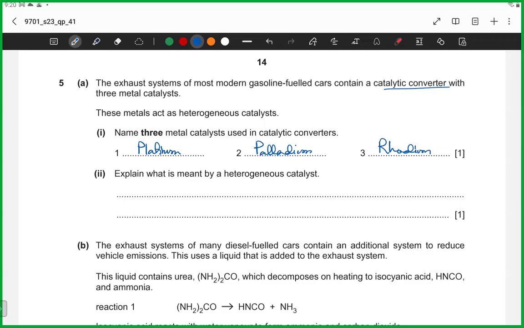Explain what is meant by the term heterogeneous catalyst, right? Just give me 1 second, let me double check this one. Okay. Explain what is meant by the term heterogeneous catalyst. What is it? It's a catalyst that has a different phase compared to the reactants.